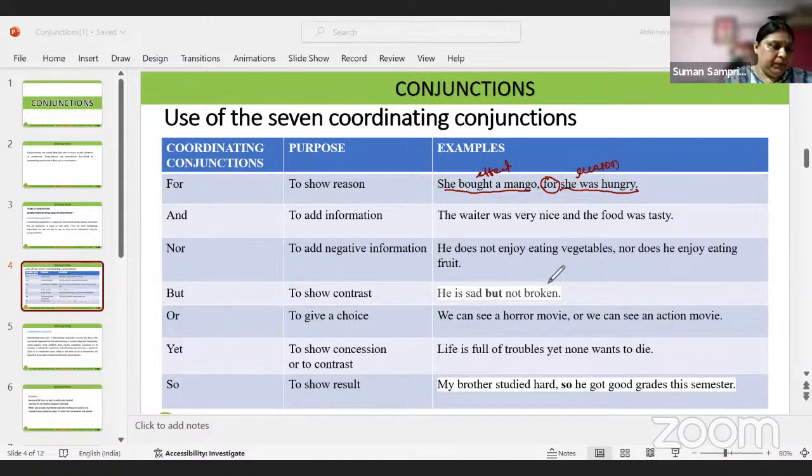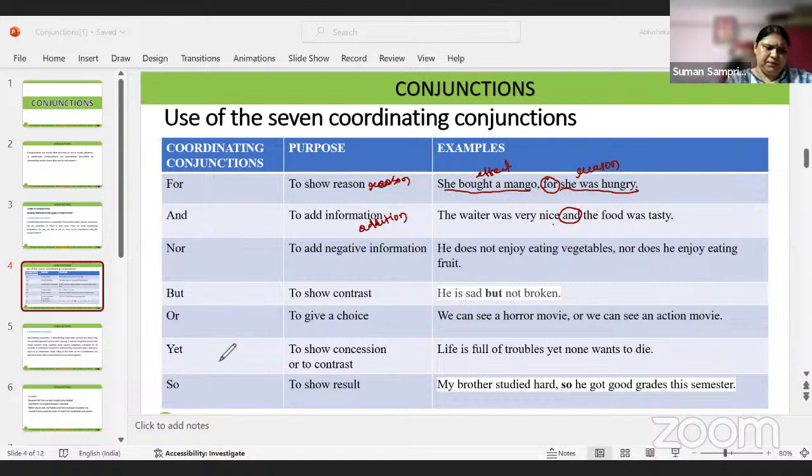Then we all know "and" is used to add information. The waiter was very nice and the food was tasty. So the waiter was nice, and we want to add some more information about the restaurant, and that information is the food was tasty. So it is adding, it is talking about additional information, it is doing addition. "For" is used to give a reason: I could not go to school for I was sick.